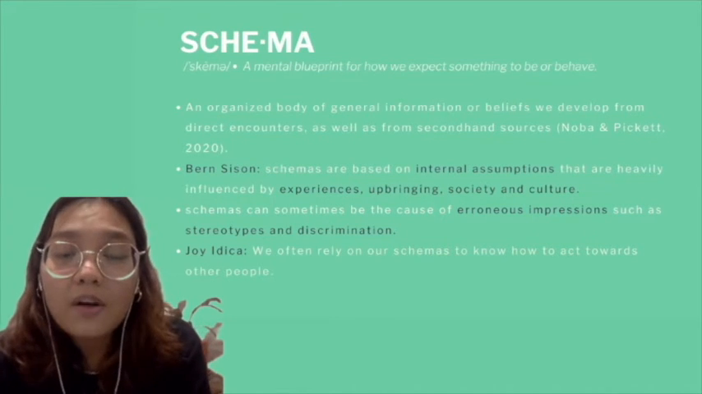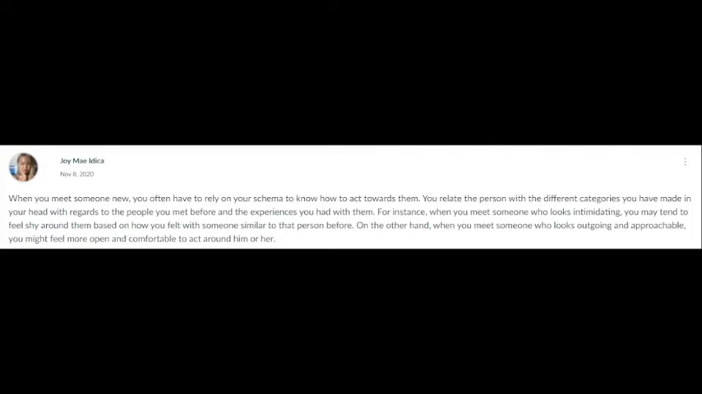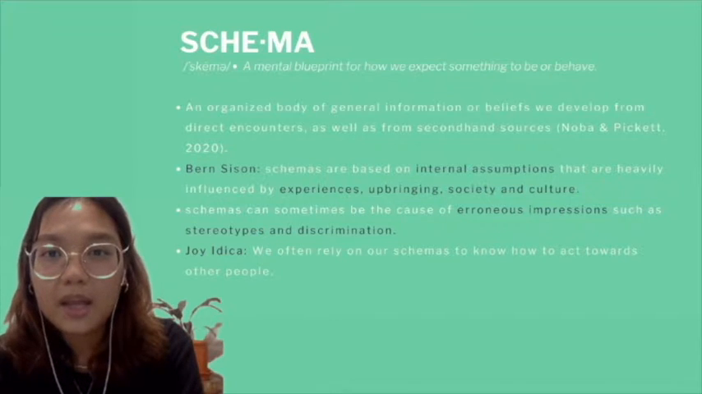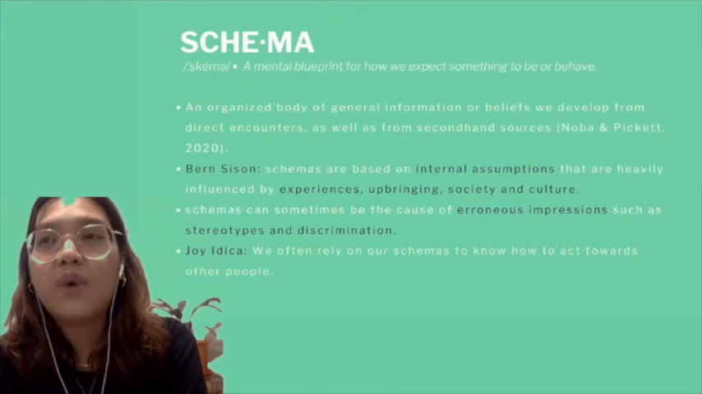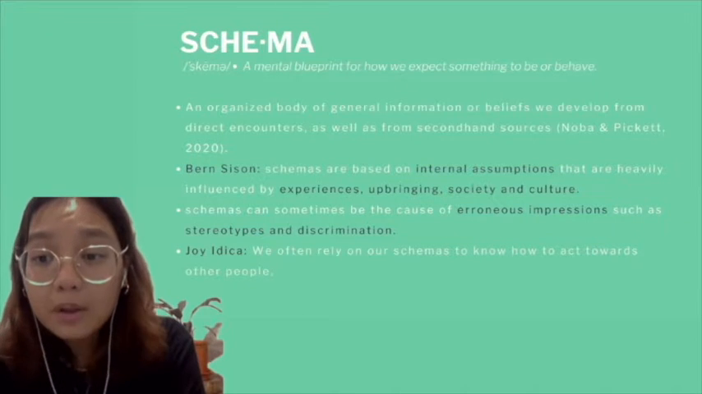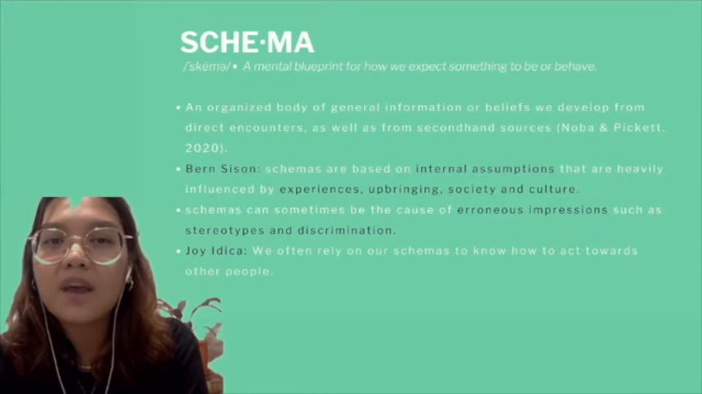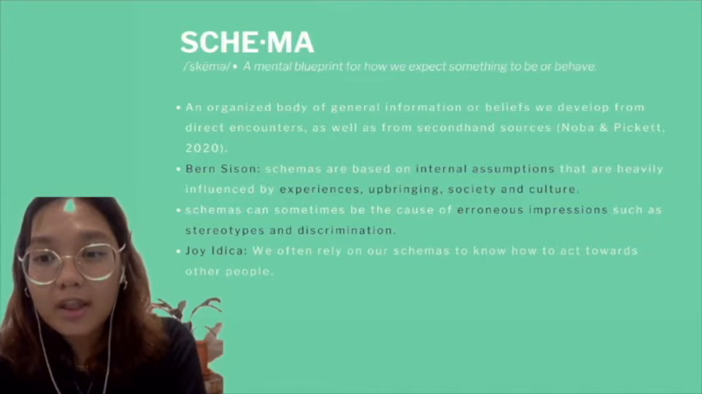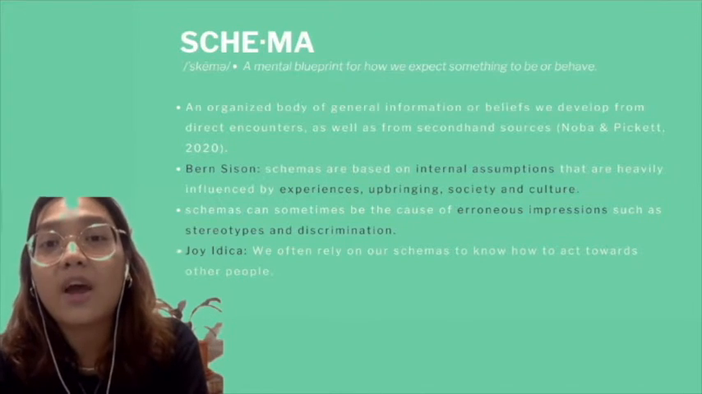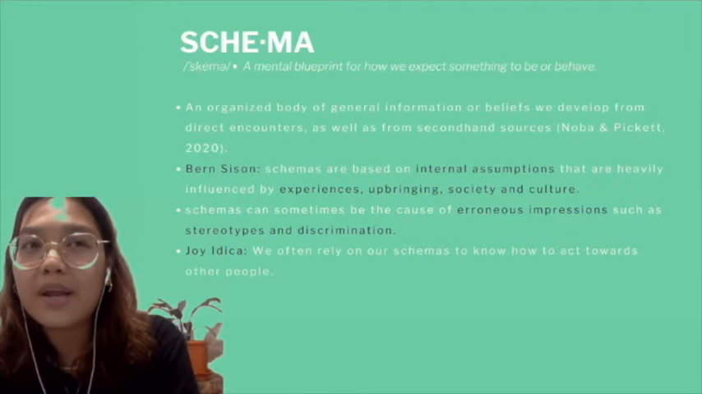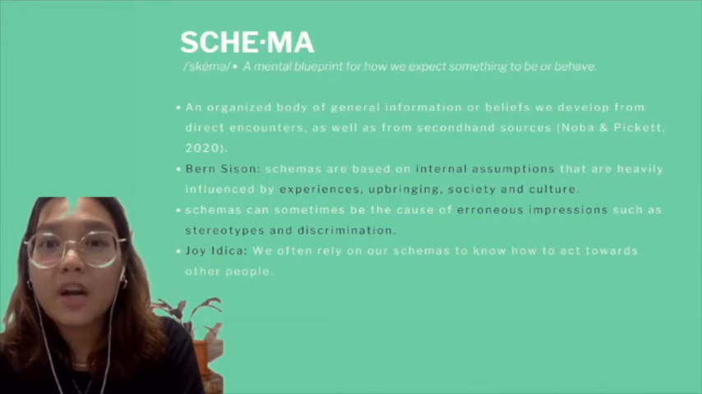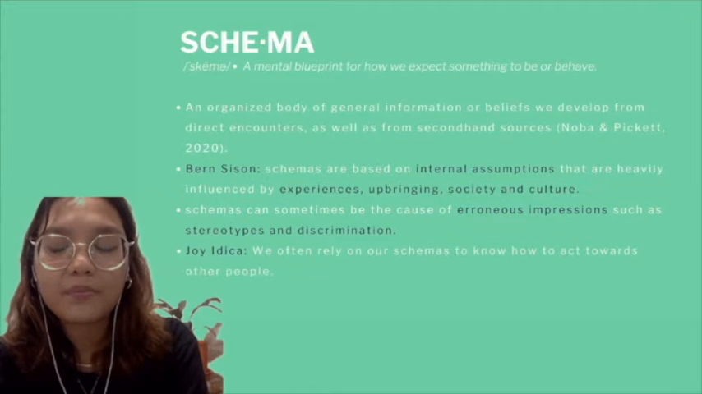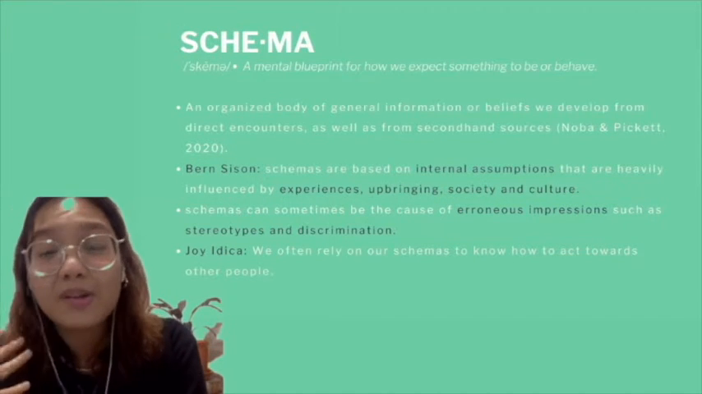One of our classmates also commented, Joy Ibiga, that we often rely on our schemas to know how to act towards other people because schemas are basically our impressions. For example, if we see someone who's very intimidating, we condition ourselves to act very formal towards them and very attentive because we don't want to offend them. Since we're intimidated, we're kind of shy towards them, and we don't want to do something that will change their impression of us. We don't want them to be put off by us because we're intimidated by them.